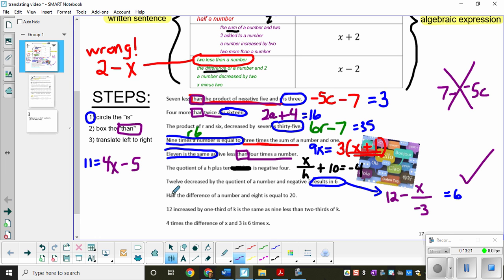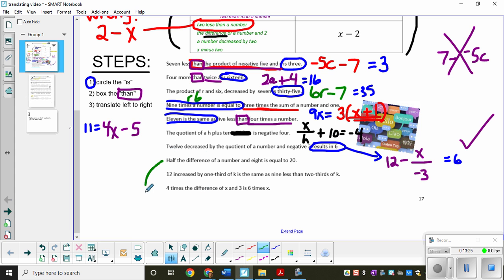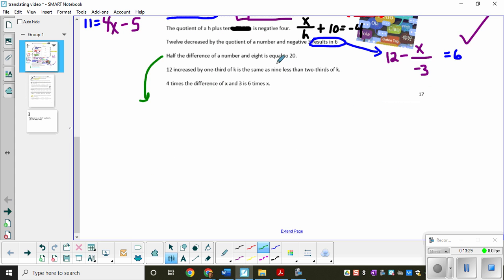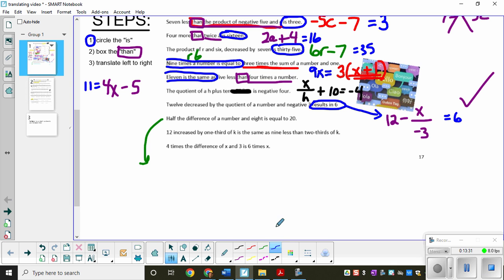All right, now we're on the one that begins with the word half. So half the difference, I'm going to write this one down here. Half the difference of a number and 8 is equal to 20. So here's the is equal to 20 part. We got that, is equal to 20.